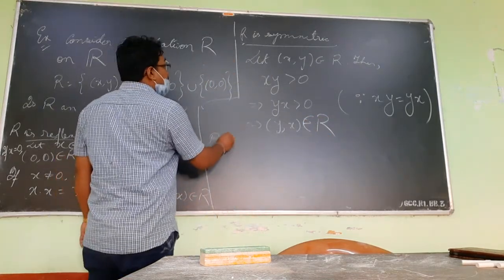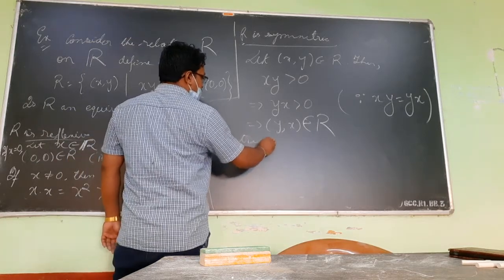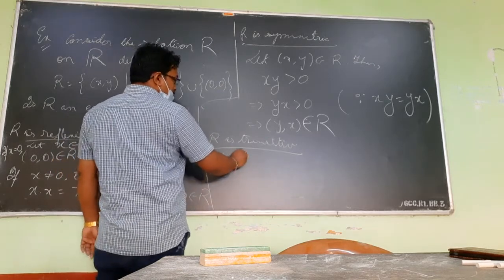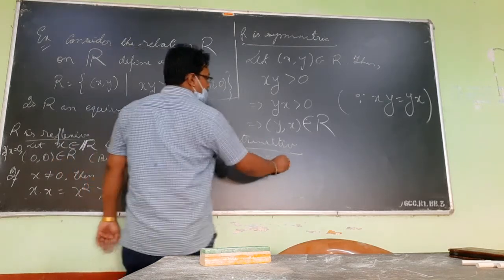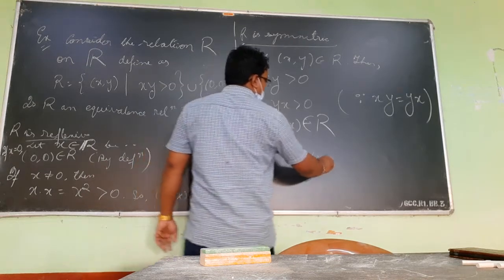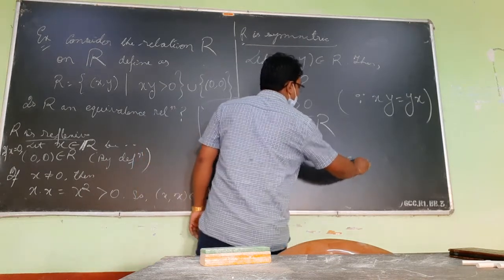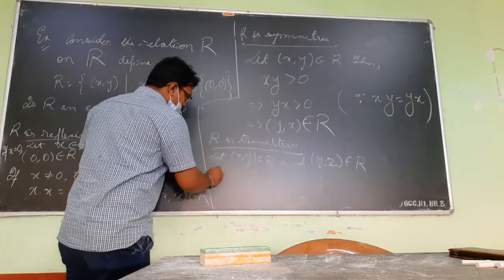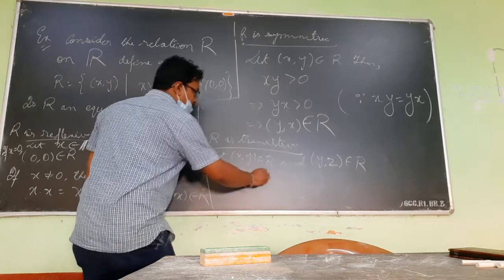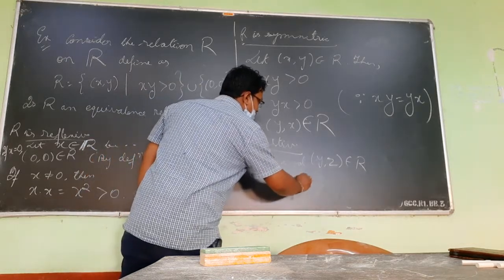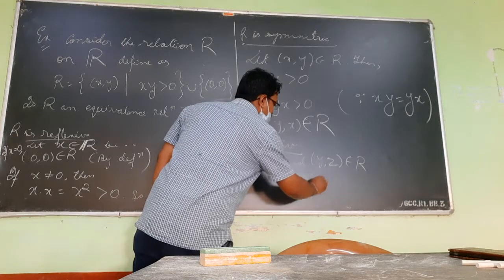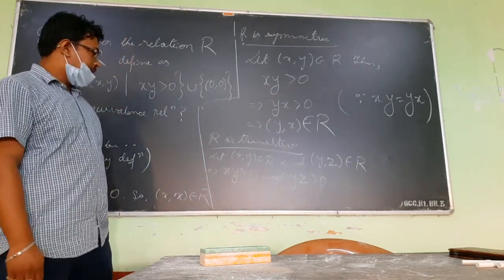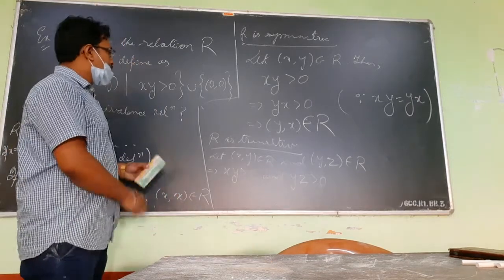Okay. Next is R is transitive. R is transitive. How will you show? Let (x, y) belong to R and (y, z) belong to R. Okay. So here I will make something. So this means x into y is positive and y into z is positive. Right. x into y is positive, y into z is also positive.